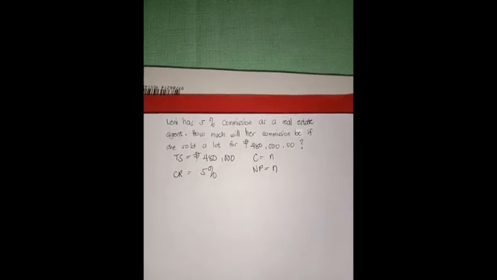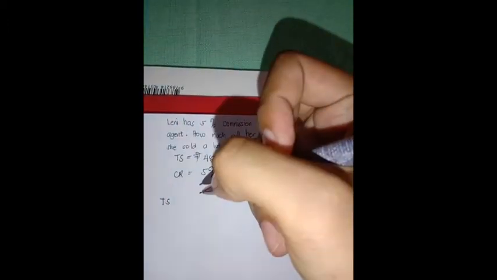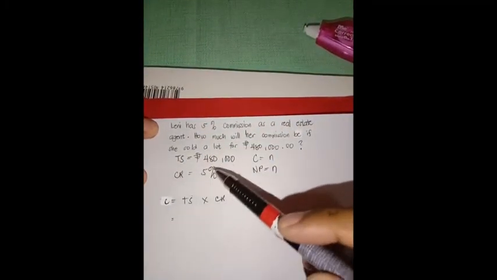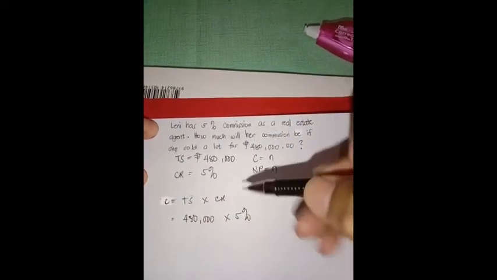So we will use the formula for commission. Commission is equals to total sales multiplied by the commission rate. And then substitute sa given natin. The total sales here is 480,000 times the 5%, which is yung commission rate.